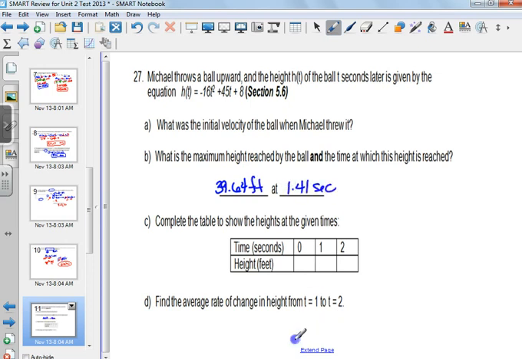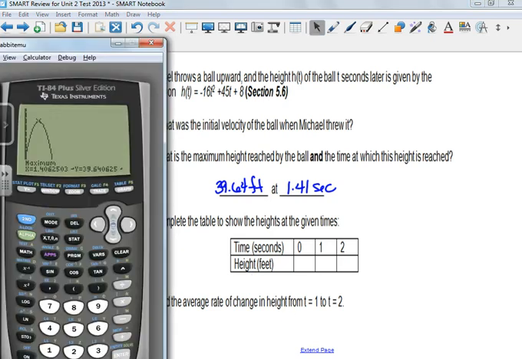Now the second part of this question says complete the table. We already have a table. Our calculator does it for us. So we're going to go to second table, and if your table's not set up to automatically fill in, remember you need to go to second window and play with your table setup so that it looks like mine. So go back to your table, and at time of 0 it's at 8, time of 1 is 37, and time of 2 is 34.